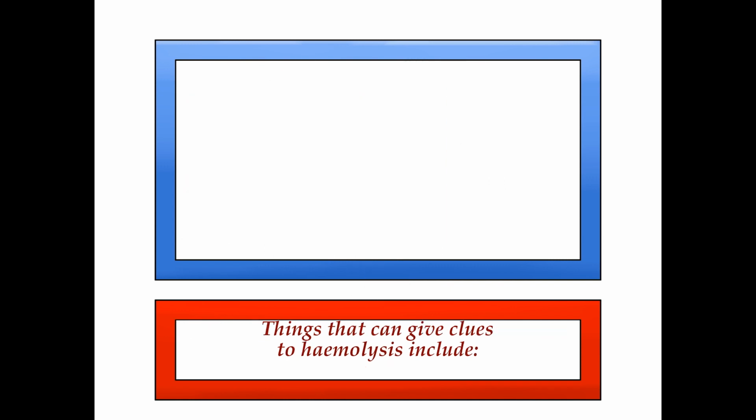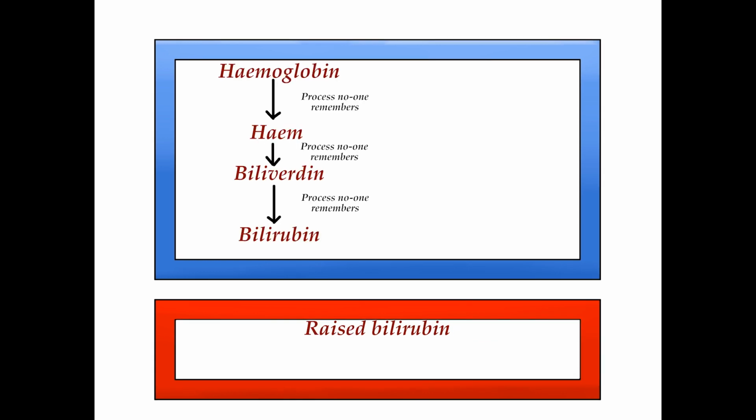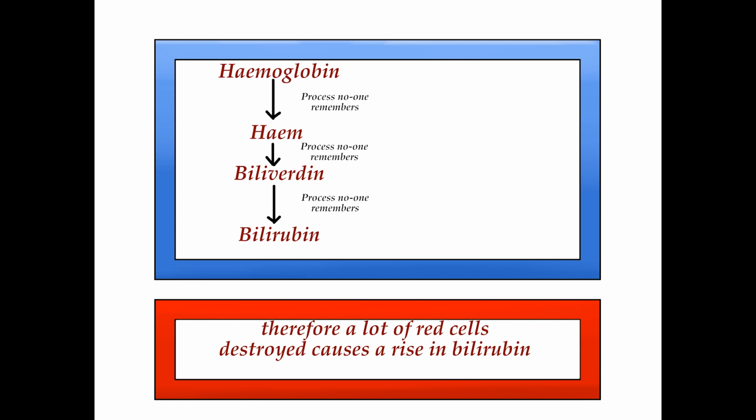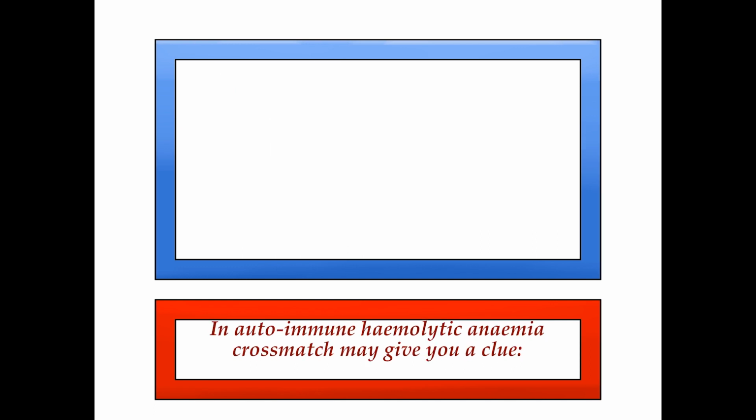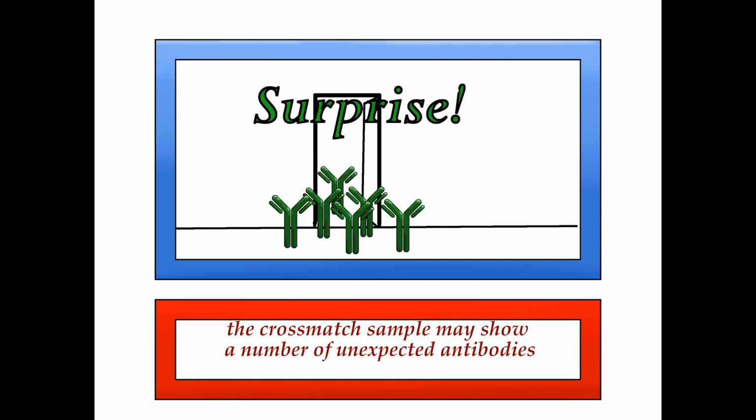There are some clues for spotting hemolysis. These include a raised bilirubin. So when red cells die, the haemoglobin breaks down to heme. Heme eventually breaks down to bilirubin, and so if lots of cells are destroyed in a short space of time, you'll get a sudden rise in bilirubin, with, usually, the rest of the LFTs staying normal. In autoimmune hemolytic anemia, the clue may come when blood transfusion phone you to say that the sample has thrown up a load of unexpected antibodies.